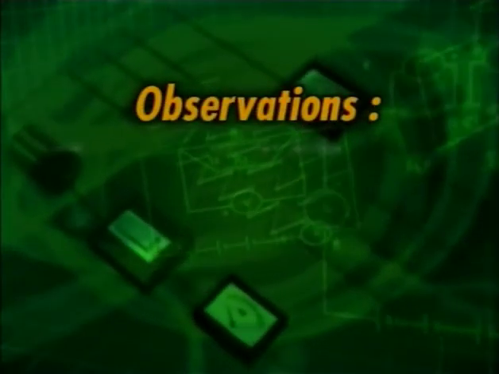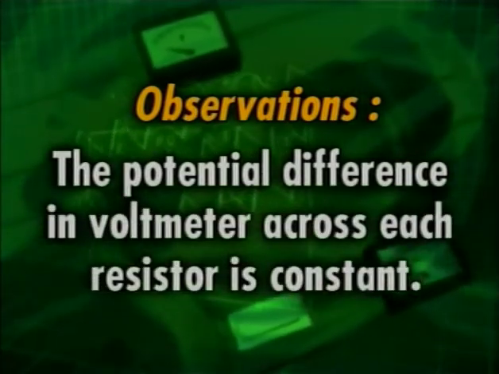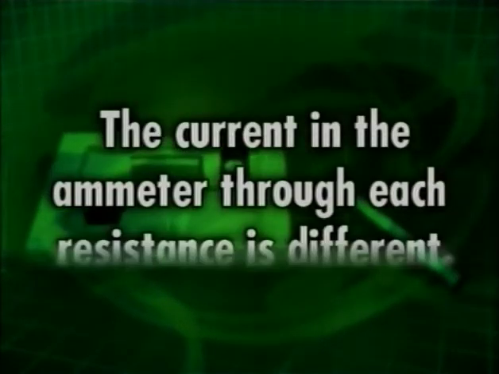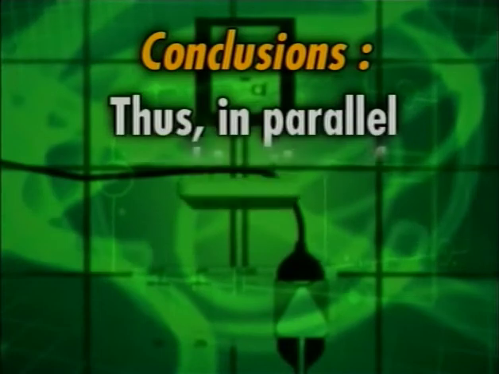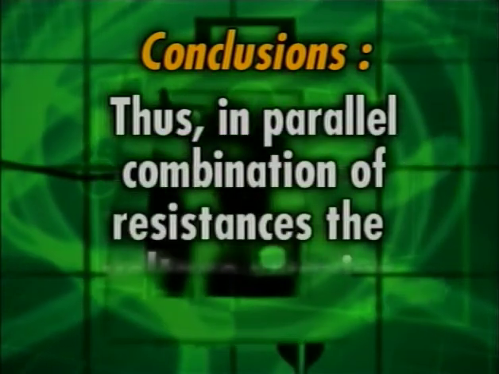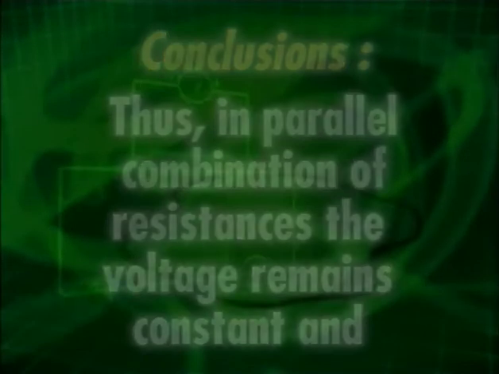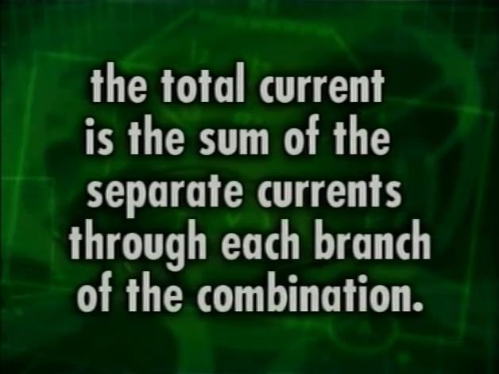Observations. The potential difference in the voltmeter across each resistor is constant. The current in the ammeter through each resistance is different. Conclusions. Thus, in a parallel combination of resistances, the voltage remains constant and the total current is the sum of the separate currents through each branch of the combination.